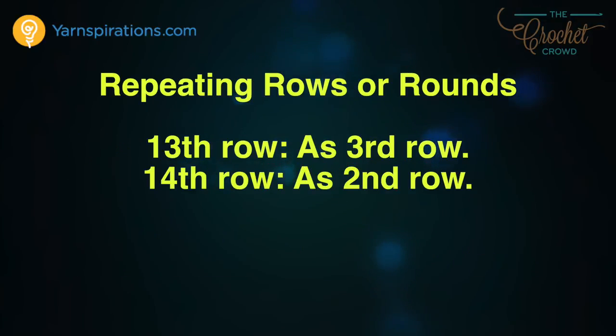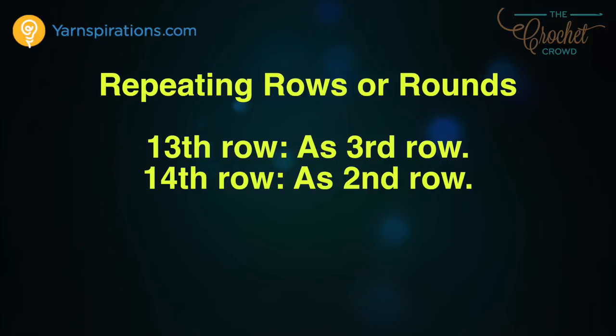So, repeating rows and rounds. At times certain instructions, like Afghans, have a repeating set of rows, and sometimes they have instructions that tell you to go look at certain rows in order to repeat. So for example, you can see it in multiple ways. Here you see row 13 is the same as row number 3, and row 14 is the same as row number 2. So instead of rewriting the same instruction, the designer is telling you to go and look at the same instruction for what you've already done, and then come right back to where you are in the pattern.